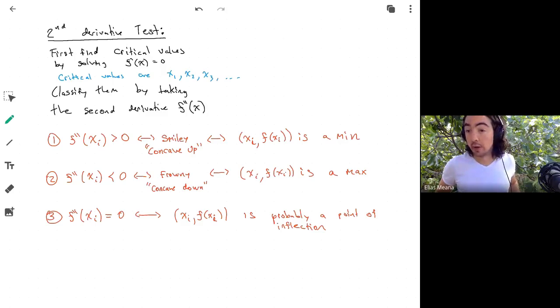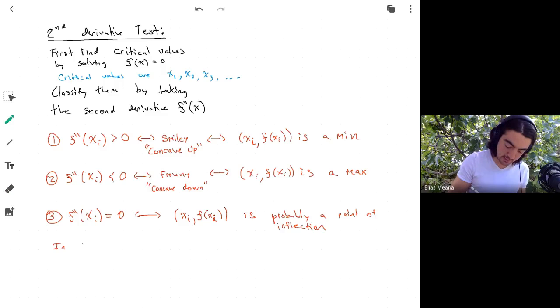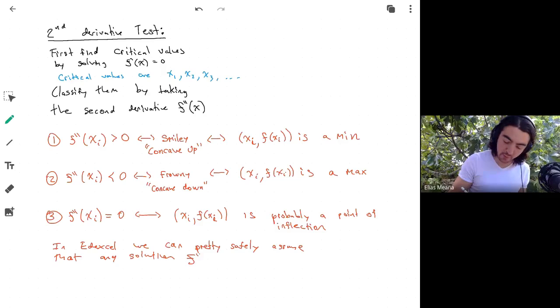We do need to know what a point of inflection is, but we are just going to say in Edexcel, we can pretty safely assume that any solution to the equation f double prime of x equals 0 is a point of inflection.